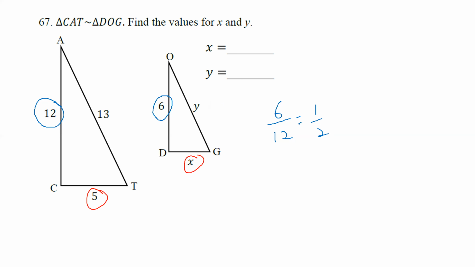So if I was writing a proportion, that's where two ratios are set equal. I have 1/2 is equal to x over 5. And then you cross multiply and solve. 1 times 5 is equal to 2 times x. So 5 is equal to 2x. Divide by 2, and you get 2.5 equals x.